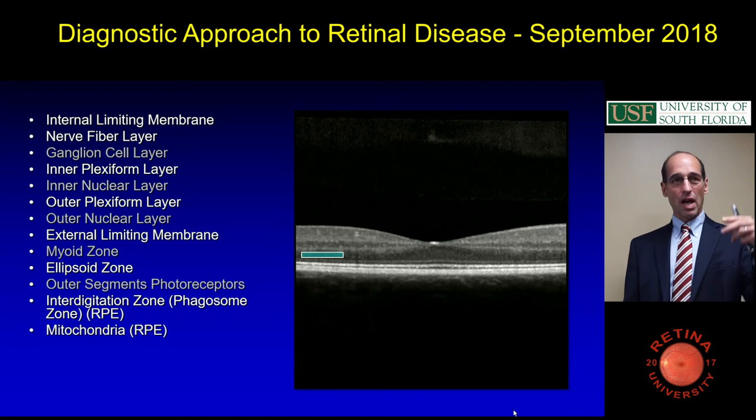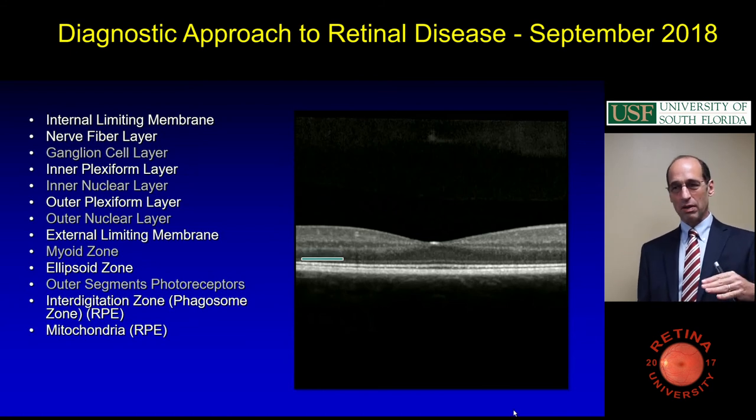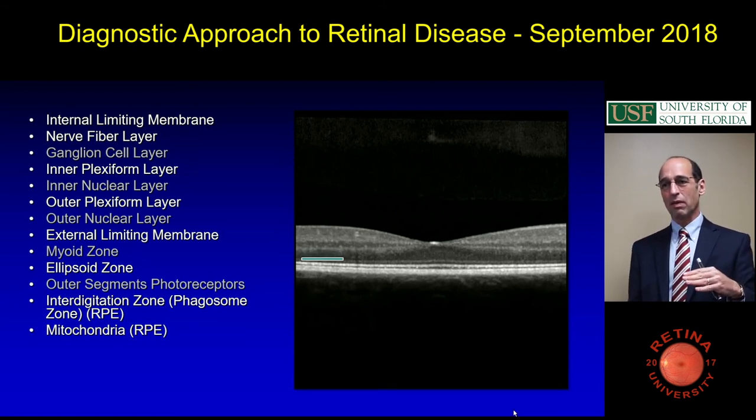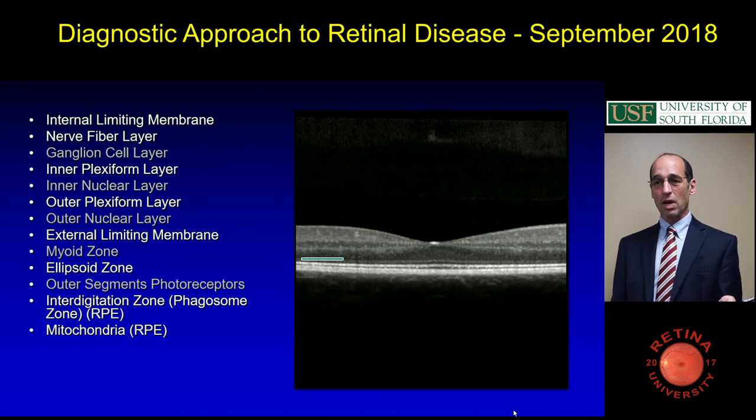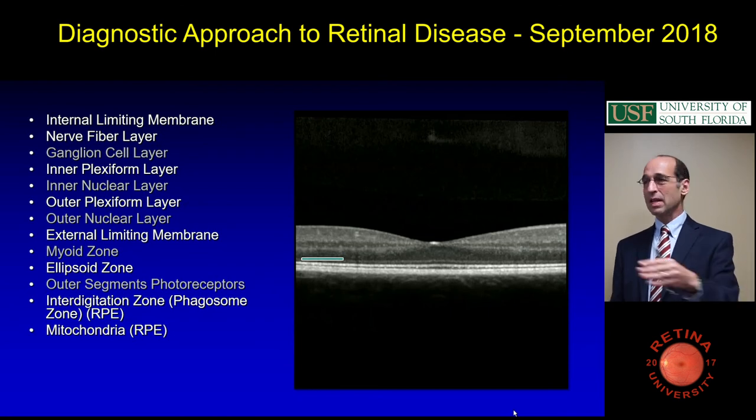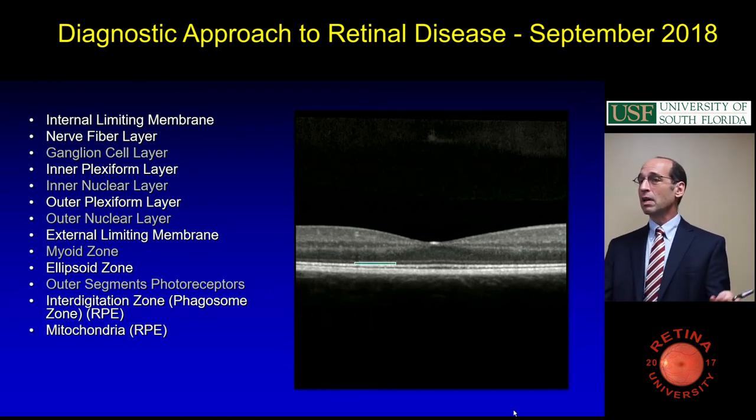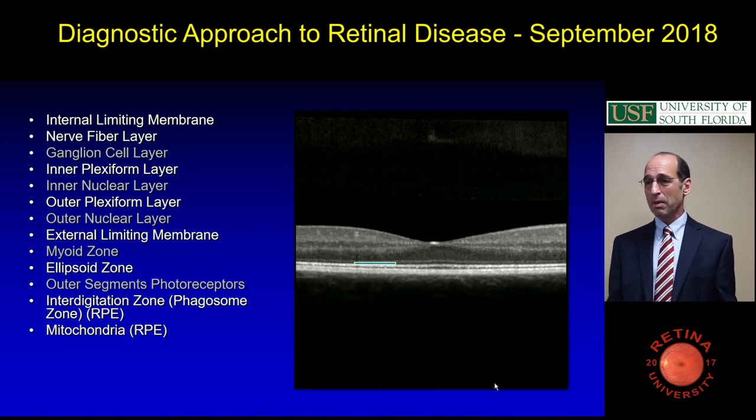Then you get to the lines in the back, which are very important because they give you an idea of visual function, and I think they're going to be important for treatment. The first one is the external limiting membrane. A lot of times if that's intact, the visual function should be good. I have patients who've had retinal detachment repair, and they're trying to decide whether it's worth doing cataract surgery because the eye looks so dead. Sometimes the external limiting membrane looks good, and that often is predictive of vision.